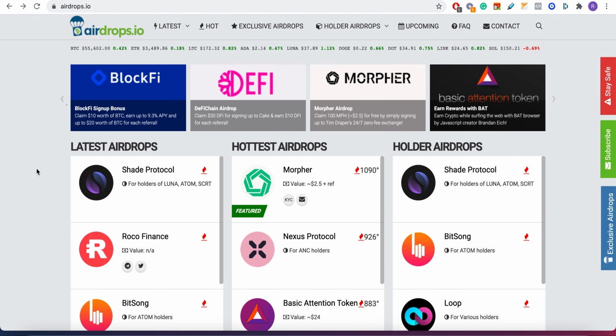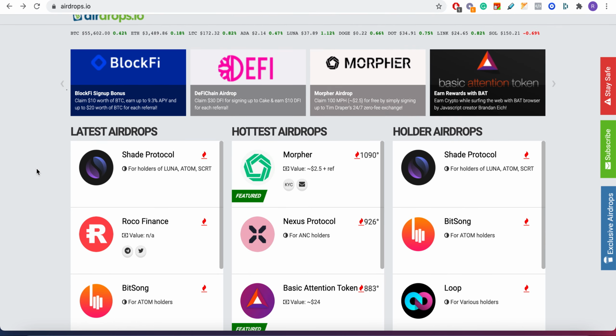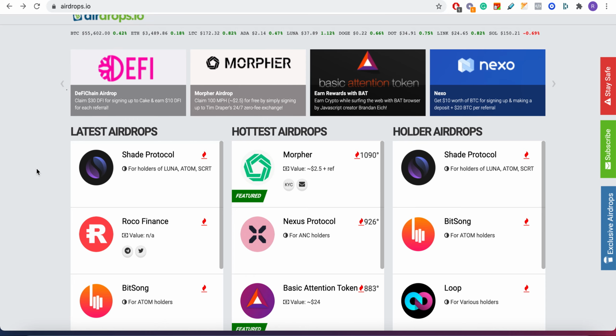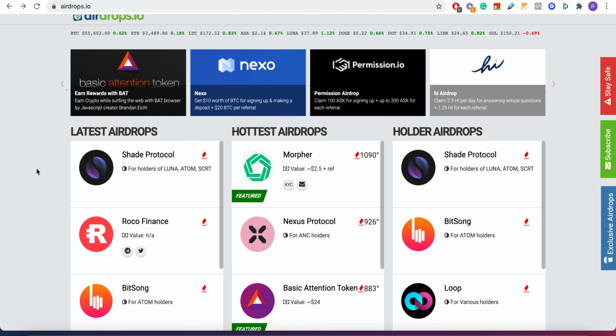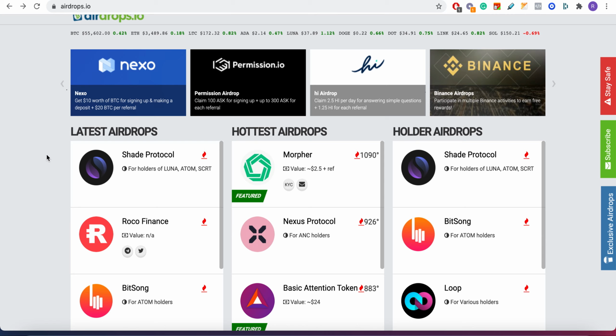Airdrops are basically what happens when you hold a certain coin, for example Ethereum. Whenever people launch a new coin on the Ethereum blockchain, they may give you some, depending on the project. Sometimes if you have one Ethereum, you'll get something like 10 X coin. But one thing you need to know is if your coins are on an exchange, you're not going to get it. You need to have somewhere where you own your private key.